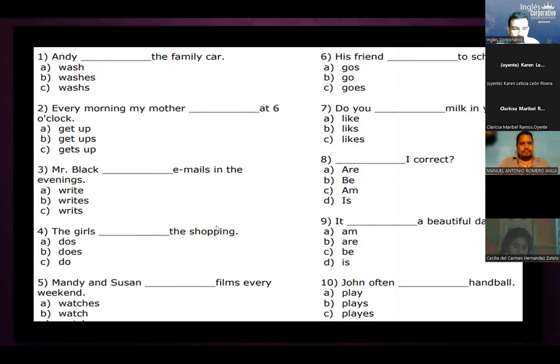Okay, my friend. All right, we're gonna check it out. This activity, okay, the purpose is to refresh some topics that you already studied. Okay, and number one, how about Miss Clarissa Maribel? Andy, the family car, what is the answer?